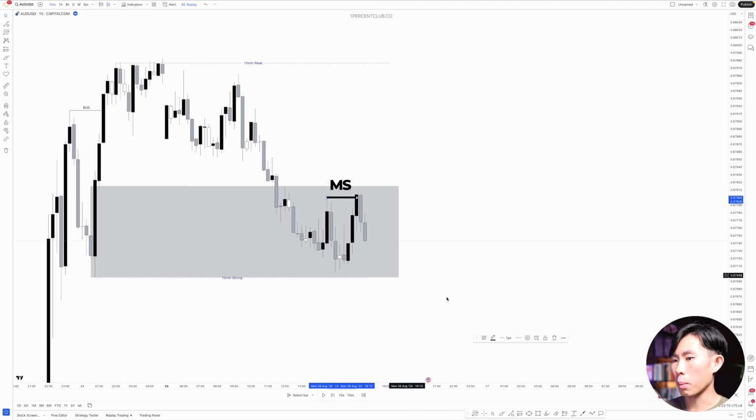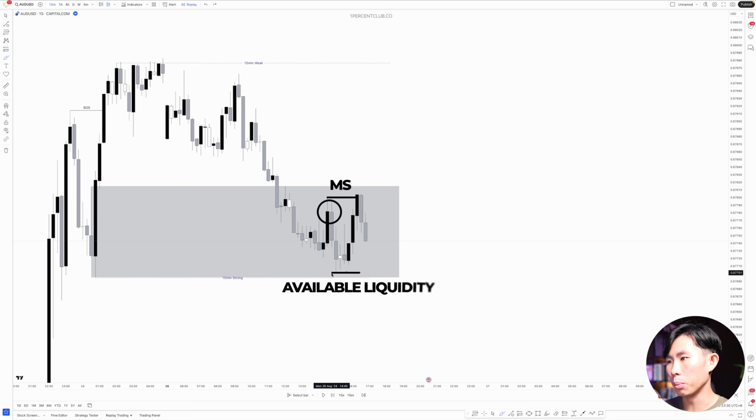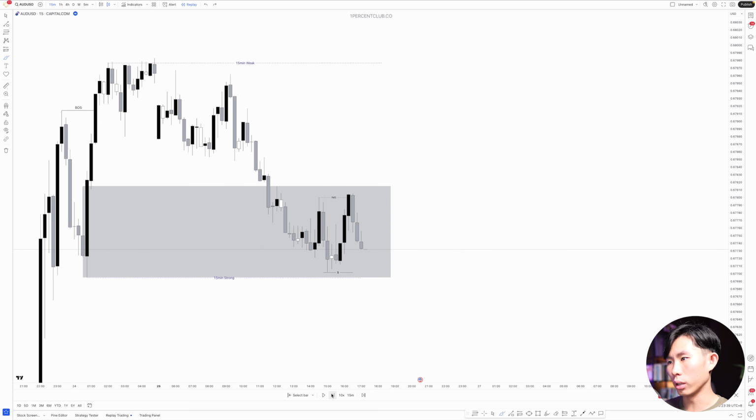Right here, this is where we can potentially wait for price to liquidate this strong low, and then we can look for our entry. So now we know that this low has become a strong low since it led to price taking out this strong high here. We know there is a ton of available liquidity being built up below this low, because retail traders are going to be entering for a buy here and placing the stop loss below this low, and we want to see that get liquidated.